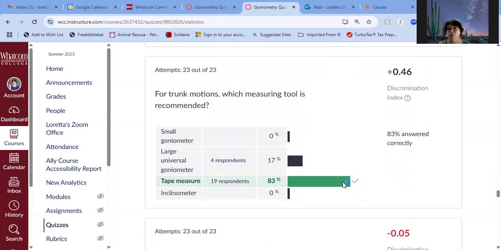Trunk motions, the tape measure is the measuring tool of choice because you can, like on Physio U, we saw that measuring lateral flexion, we use the goniometer. So there's some measurements where the goniometer works fine, and other measurements where it's a little more difficult to isolate and the tape measure works better.